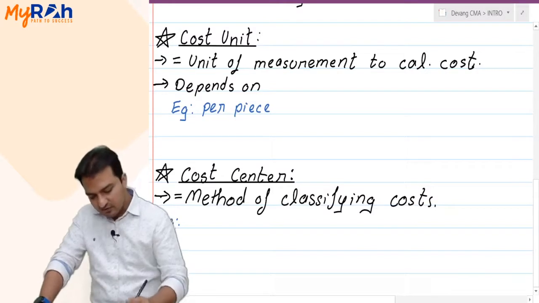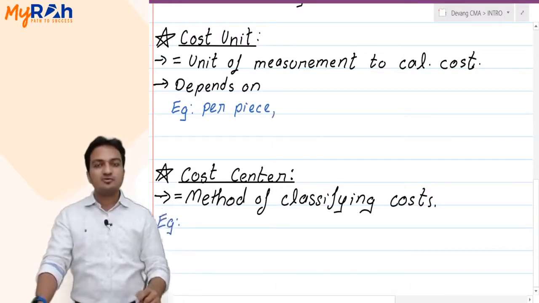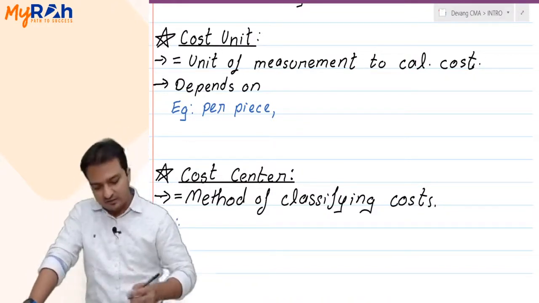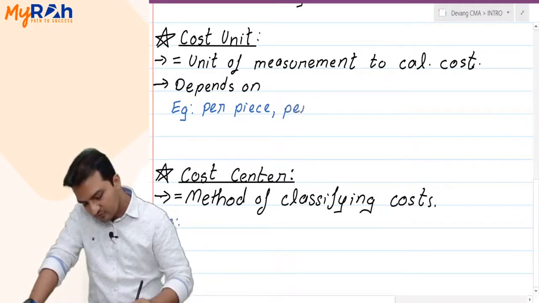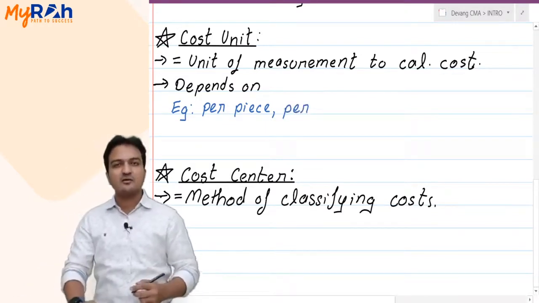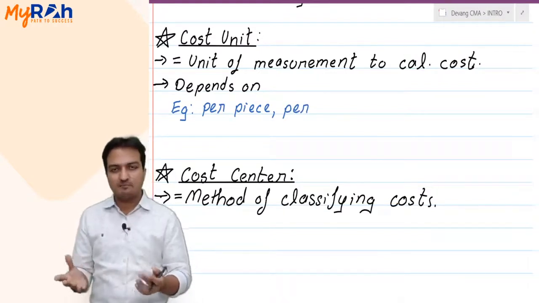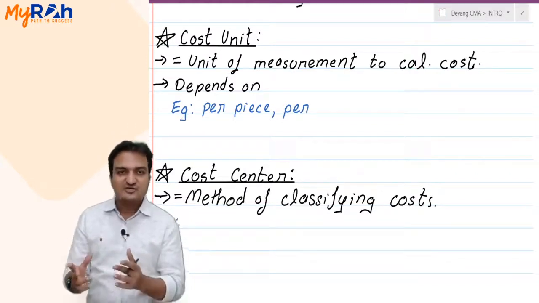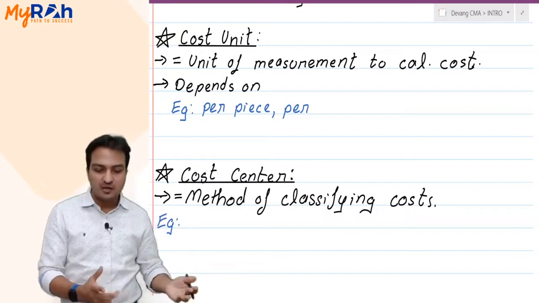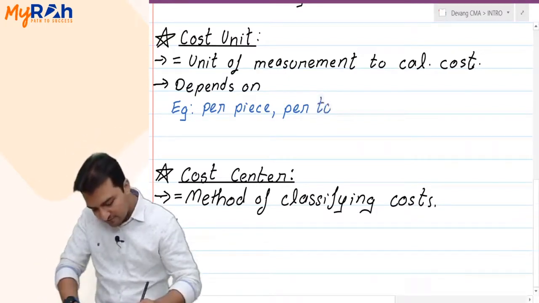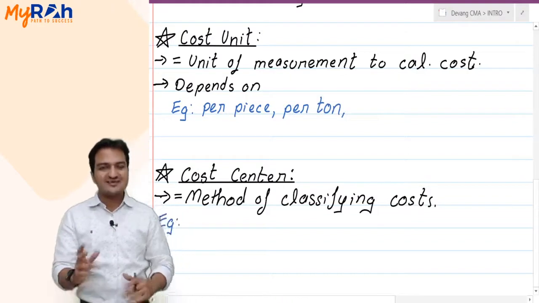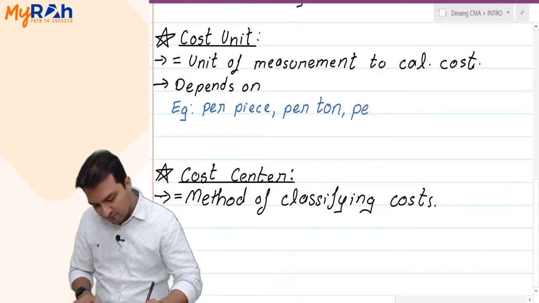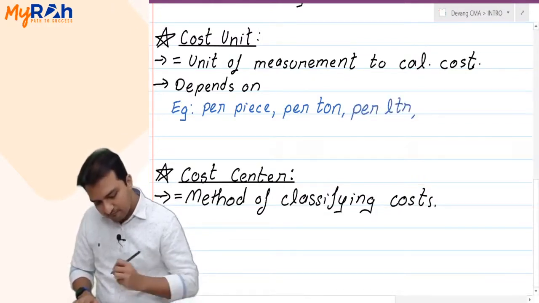What if I am into the steel industry, manufacturing steel? Then how do I calculate cost? In the case of the steel industry, I'll calculate in terms of per kg, or rather better, not per kg but per ton, because kgs will be a very small unit of measurement for steel. What if I'm manufacturing some chemicals, some liquid, say ink? Then my cost will be calculated per liter.